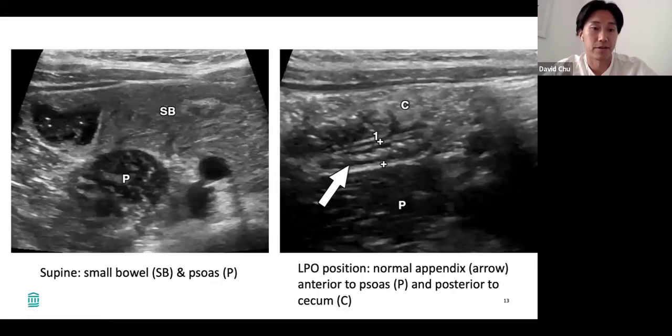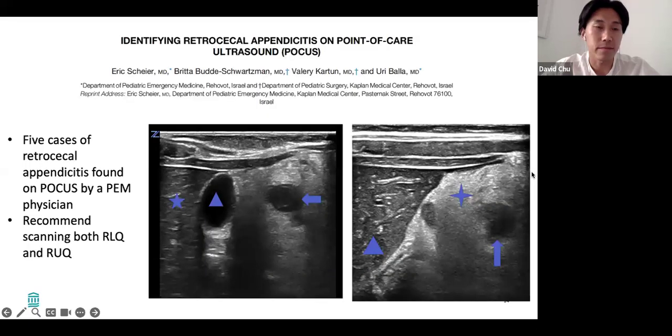Here's another example where you have psoas muscle. You have the iliac vessels right there. You have small bowel right here, which is the ileum. And we just don't see the appendix in this view, but once you have them lie on their left side, this is where you see the appendix, this tubular structure right there. It's just anterior to the psoas. Occasionally this left posterior oblique position could work, so it's worth a try if you're looking for a retrocecal appendix.